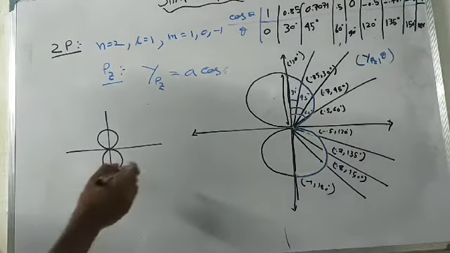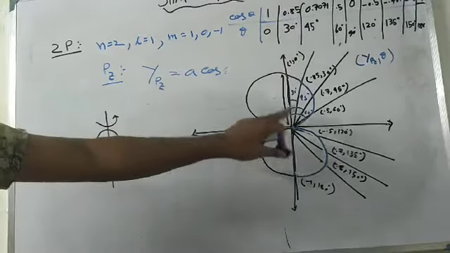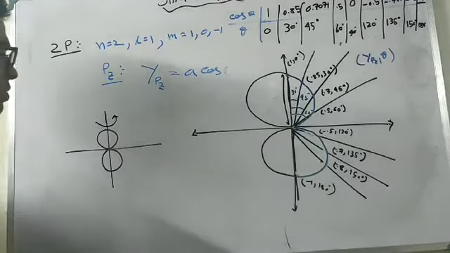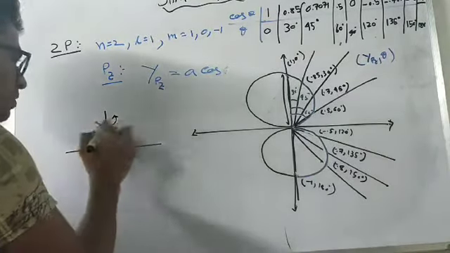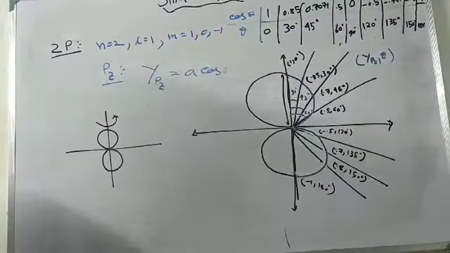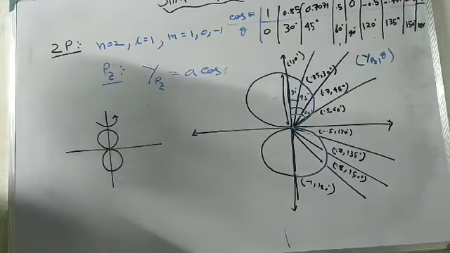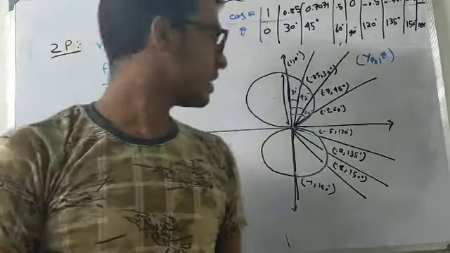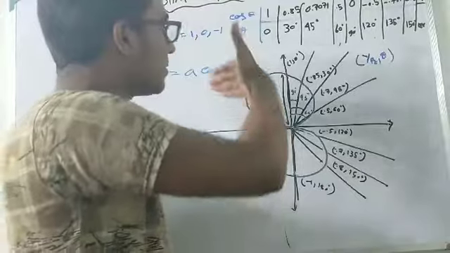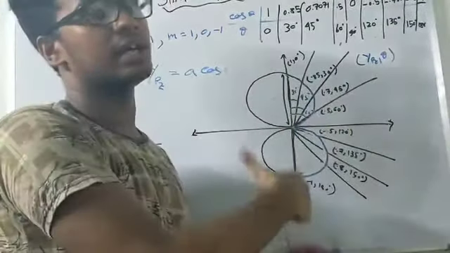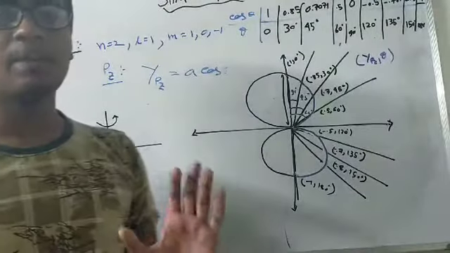Now if I simply rotate this p orbital, this is a two-dimensional figure. If I try to rotate this figure around this axis, what happens? I will get a three-dimensional figure which is dumbbell shaped. So if I draw this kind of graph in a three-dimensional figure, what should I get? I should get a dumbbell like shape.